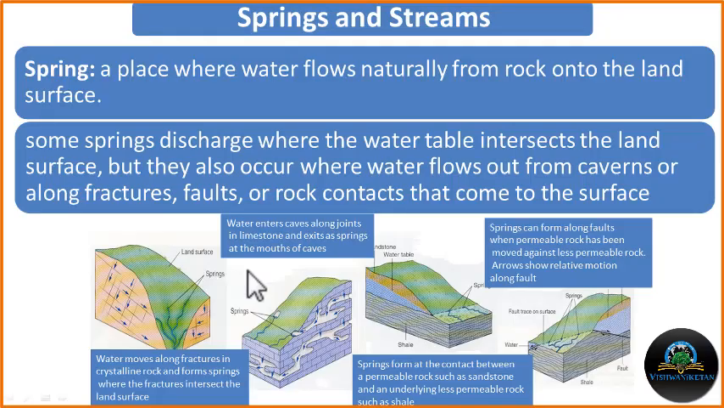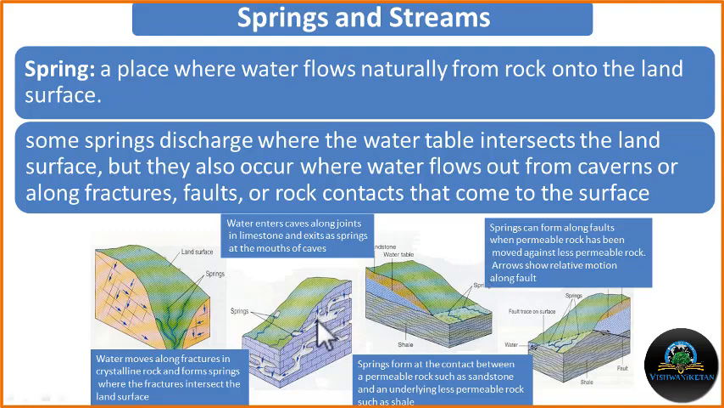Now springs: a spring is a place where water flows naturally from the rock onto the land surface. Some springs discharge when the water table intersects the land surface, but they also occur where water flows out from caverns or along fractures, faults, or rock contacts which come to the surface. These are a few examples of springs.